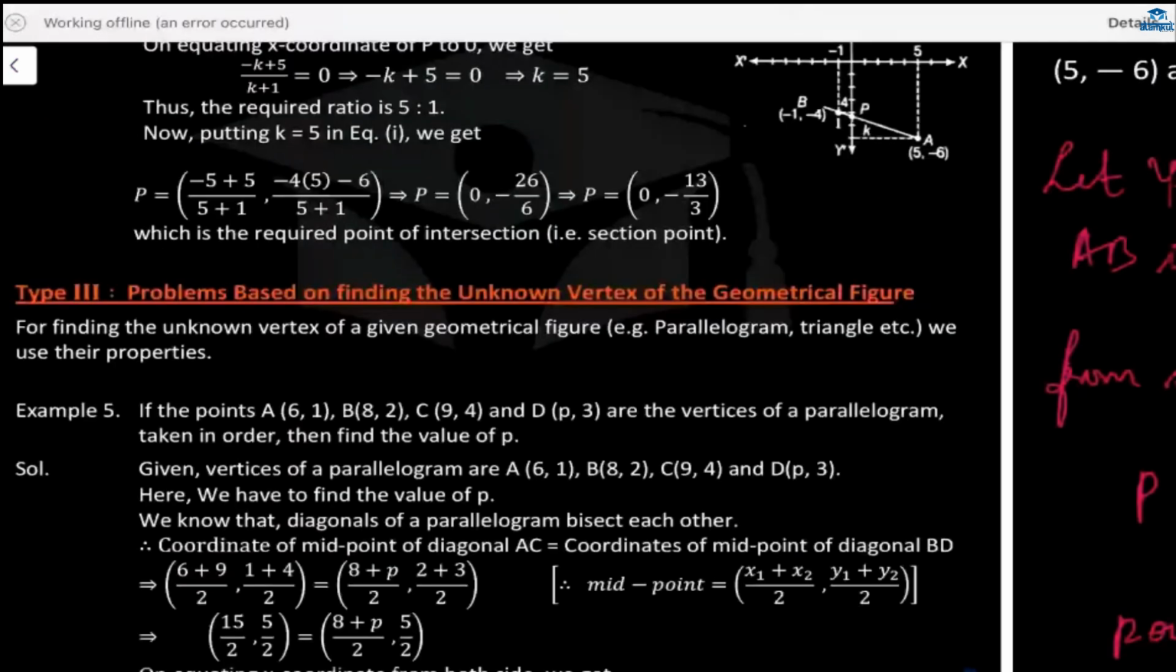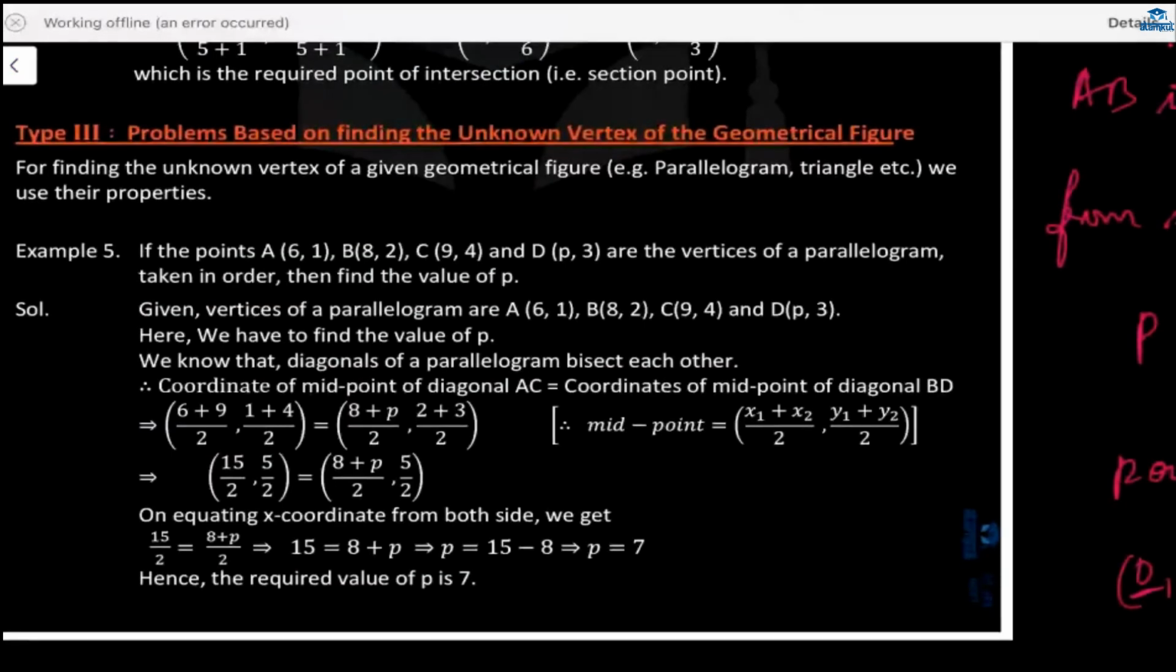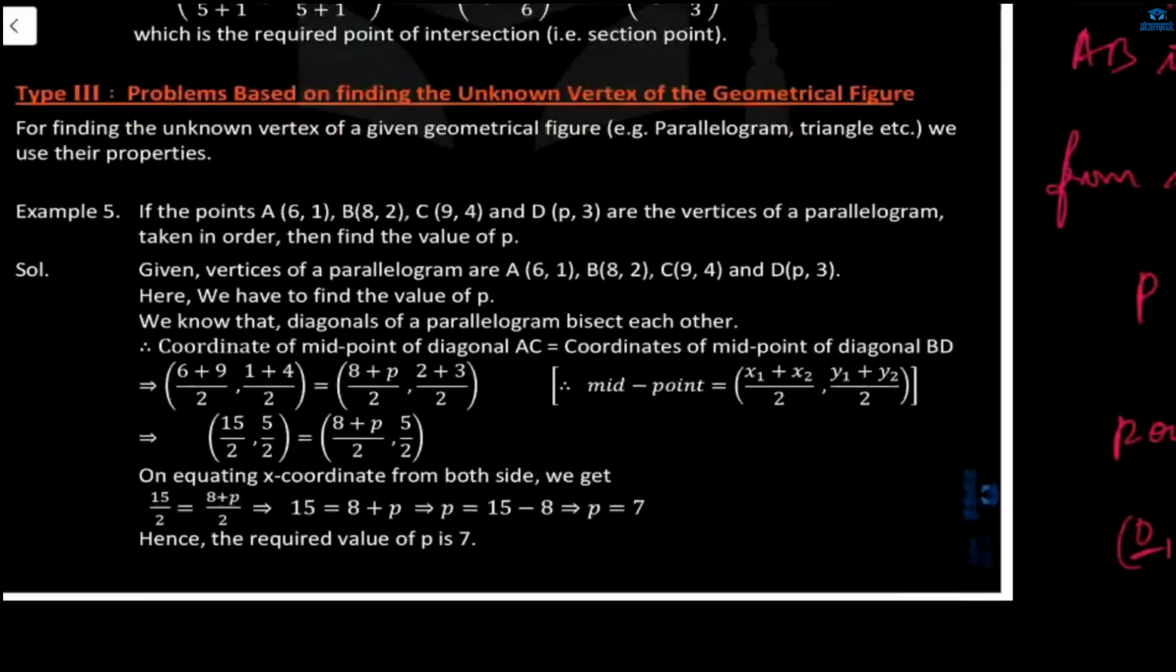Understood? Now, the third type of problem that you can find here is the problem based on finding the unknown vertex of a geometrical figure. Some geometrical figure will be given in your question, and you have to find some missing values. For example, question number 5: if the points A, B, C, D are the vertices of a parallelogram taken in order, then find the value of P.